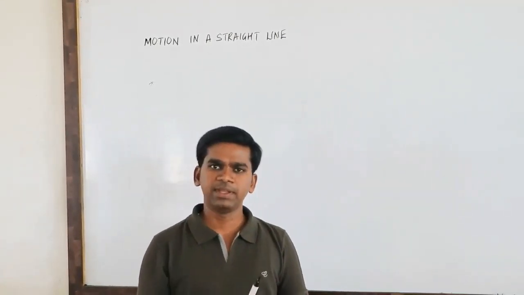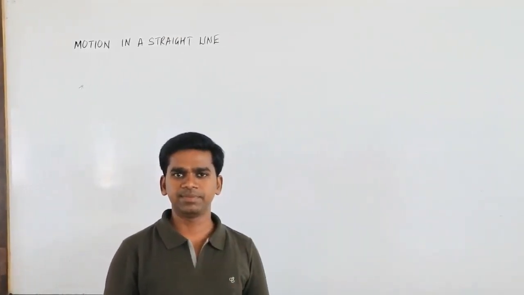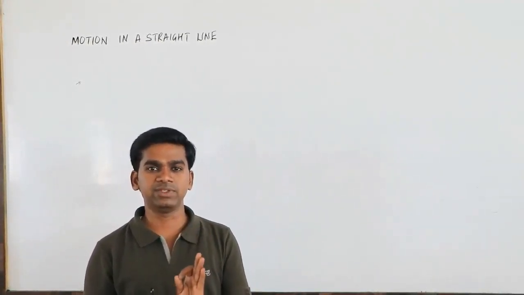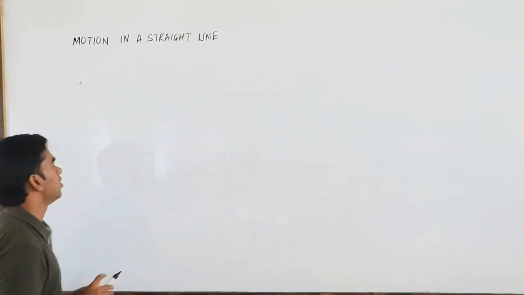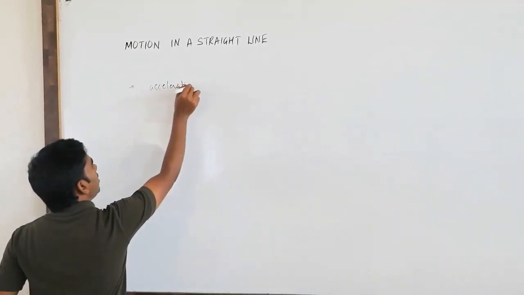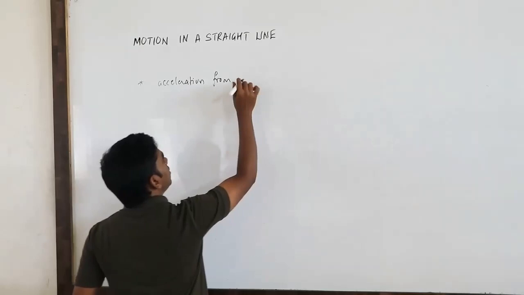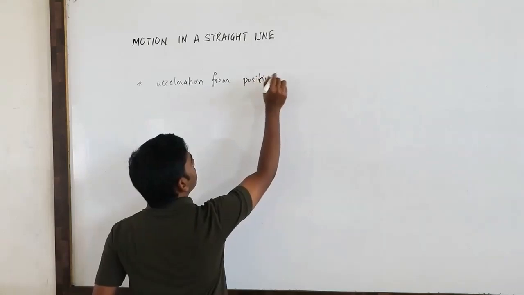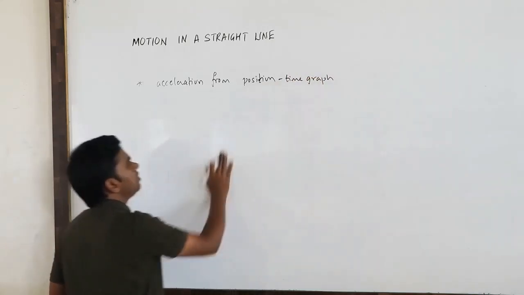Then you may ask, can we comment something on acceleration by looking at the position time graph? Acceleration we are getting from the velocity time graph. Can we say something about acceleration by looking at the position time graph? Yes, we'll see whether it is possible or not. So, comment on acceleration from the position time graph. Okay, so we'll see.